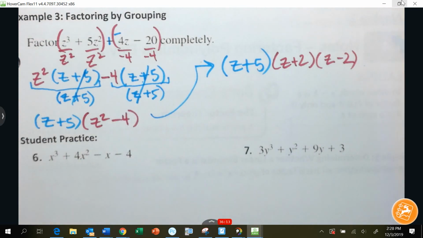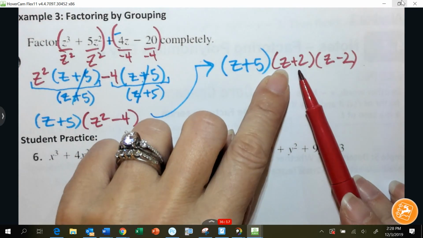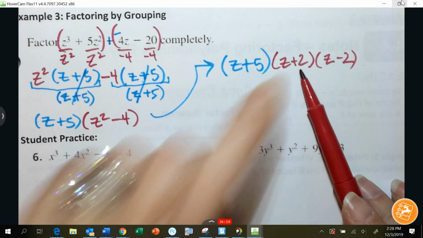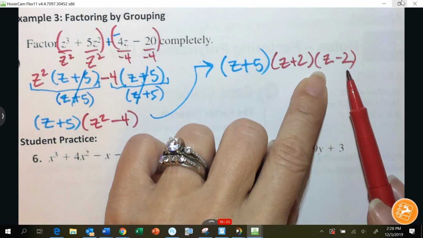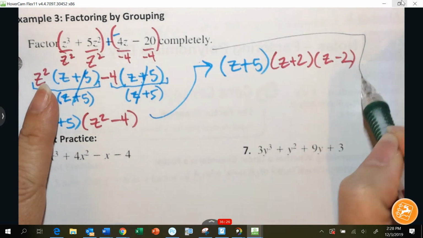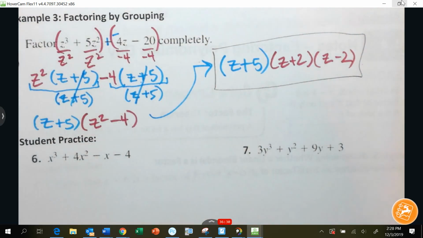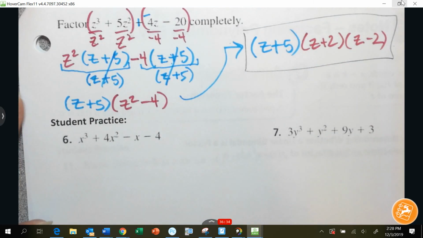Now we have to go back and check again. Is z plus 2 something we can go further with? No. Why not? Because it's to the first power. How about z minus 2? It's to the first power. So this is our final factored form. When you factor it out completely, it is all linear factors.